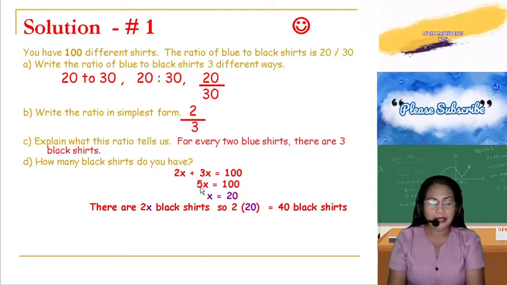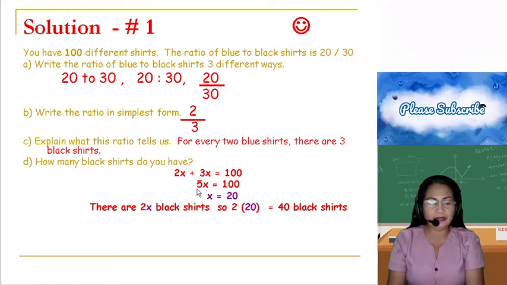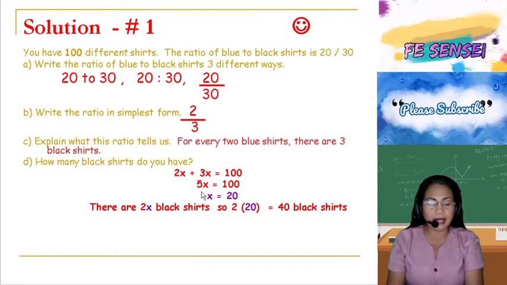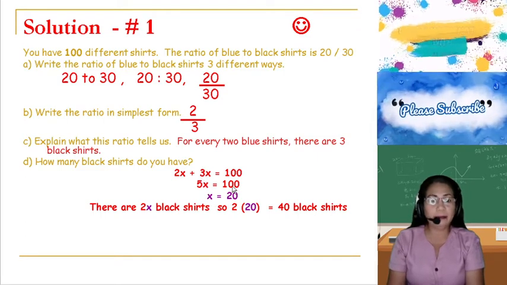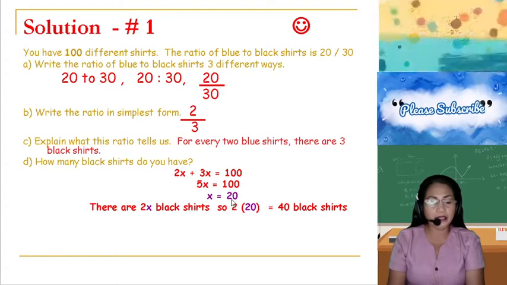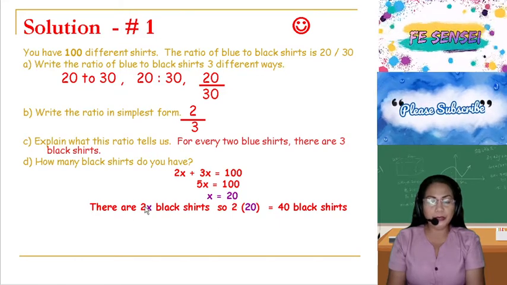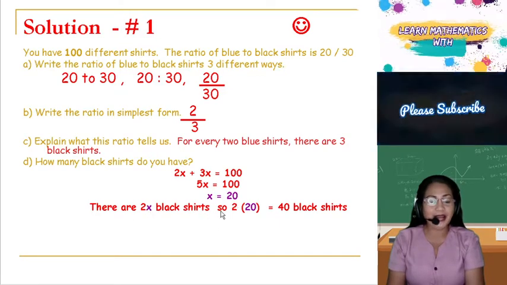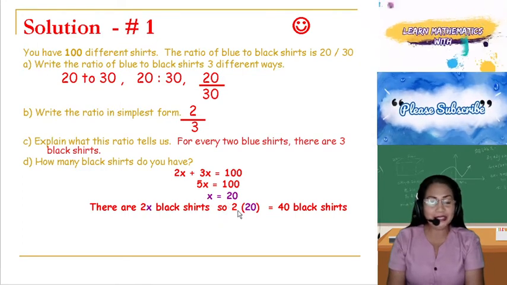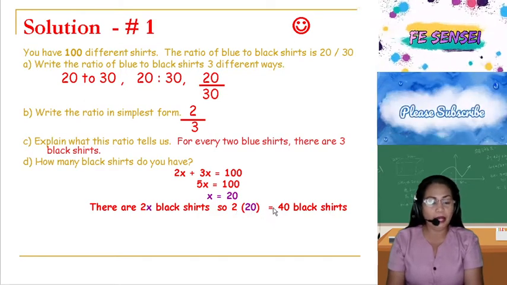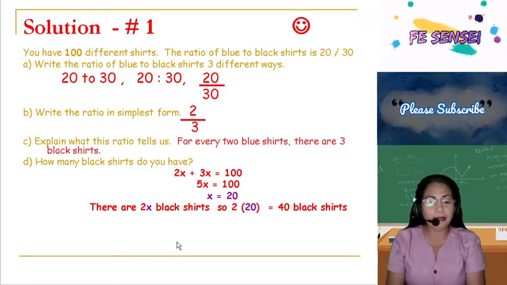How did we do it? 5x, bring down x, then 5x divided by 5, cancel 5, so what remains is x. Then 100 divided by 5, the answer is 20. So x equals 20. There are 2x black shirts. So substitute x, which is 20. 2 times 20 equals 40 black shirts. So we have 40 black shirts.